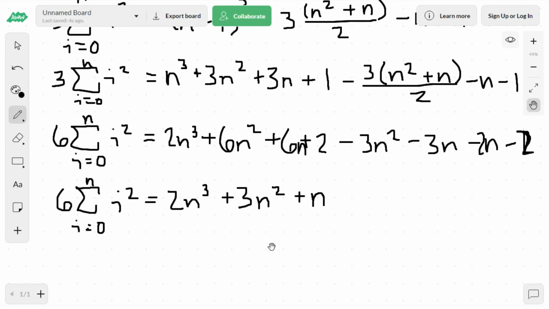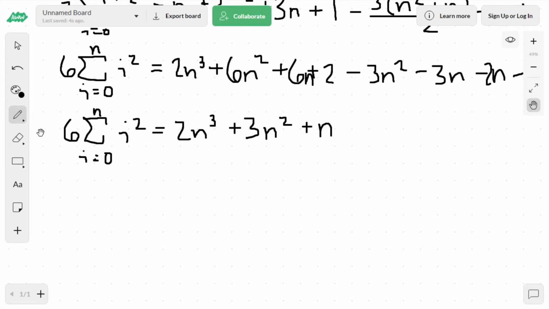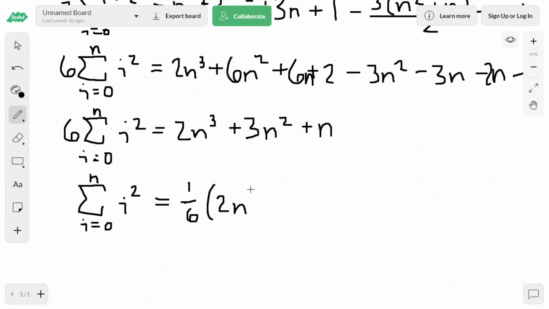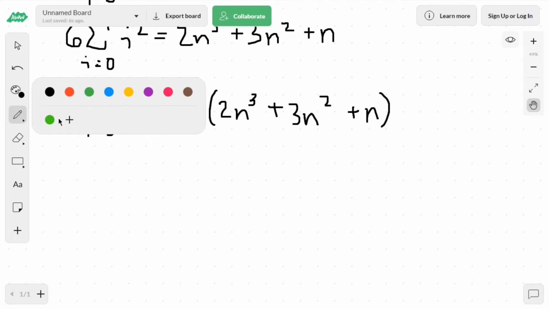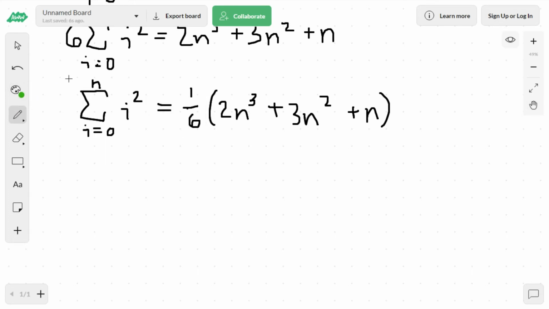Okay, cool. Well, this is really nice now. We're basically just about there. What can we do with this? Well, let's divide both sides by 6. And it's going to be sort of like our big moment. We'll say that's going to be I squared. And basically we're going to have 1 divided by 6 times 2n cubed plus 3n squared plus n. And there you have it. So nice. That's great. This is a really nice closed form expression for getting the sum of squares.